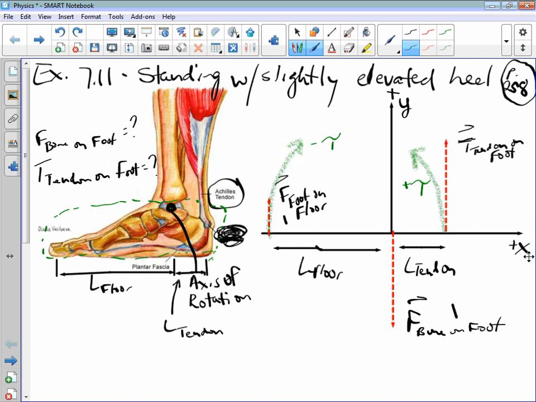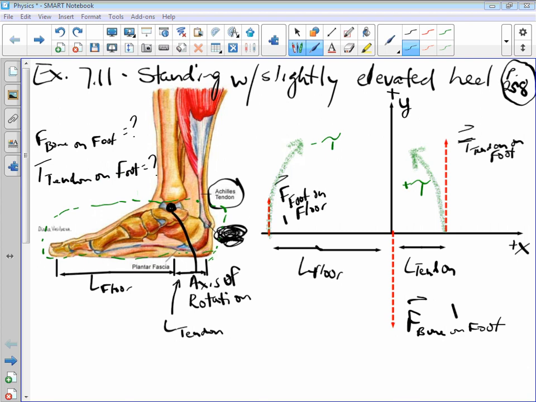Example 7.11 is on pages 258 and 259 in your book. Standing with slightly elevated heel. It says this: suppose you stand on your toes with your heel slightly off the ground. In order to do this, the larger of the two lower leg bones, the tibia, exerts a force on the ankle joint where it contacts the foot.